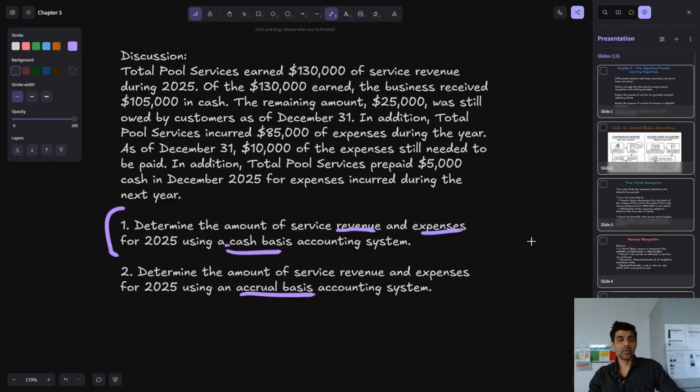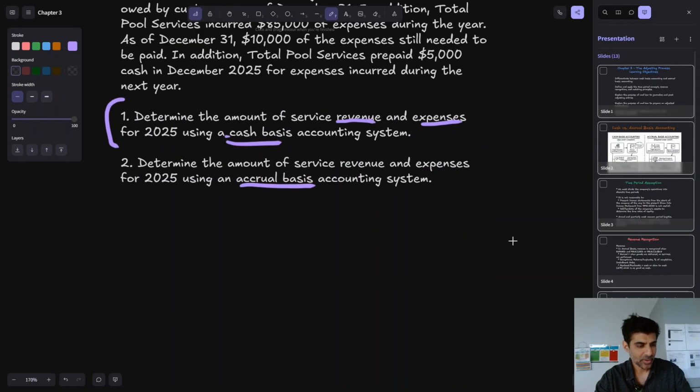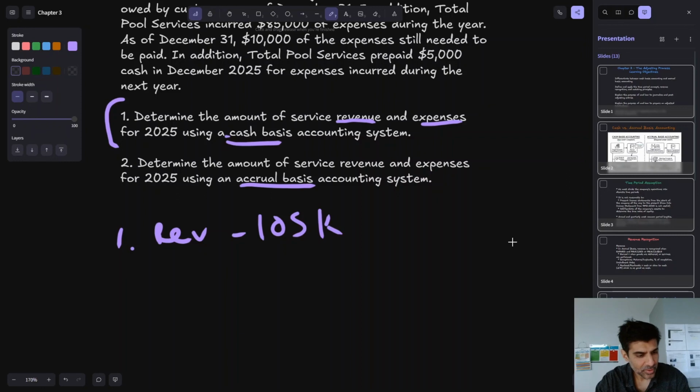130,000. Of that 130,000 service revenue you earned, have you collected cash for all of it? So then how would you have recognized all 130,000? Because remember, you're only going to recognize the revenue when you actually receive the cash. So you want to revise your answer? 105,000, exactly. Okay, so for number one, the revenue is going to be 105,000.